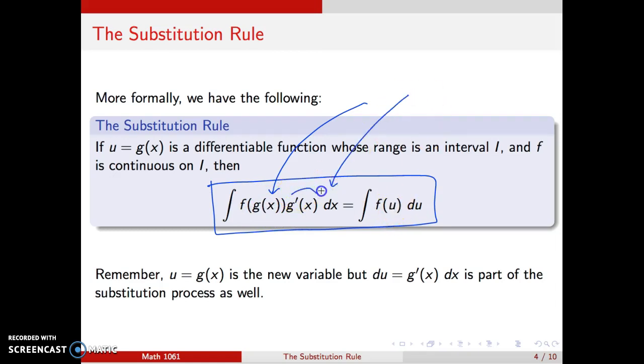And then for this part of it, du is g prime of x dx. So that's what you get right here. Just remember, you're going to substitute u everywhere you had a g of x, whether it's 1 plus x squared or whatever it might be. But you also need to substitute for the dx as well, and that's something that people do forget about.